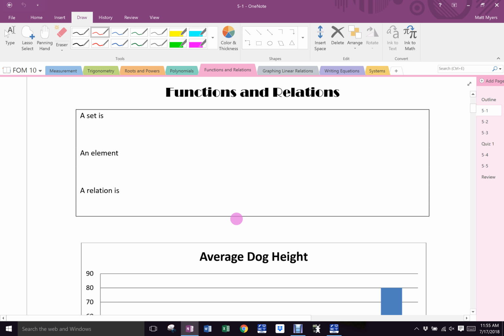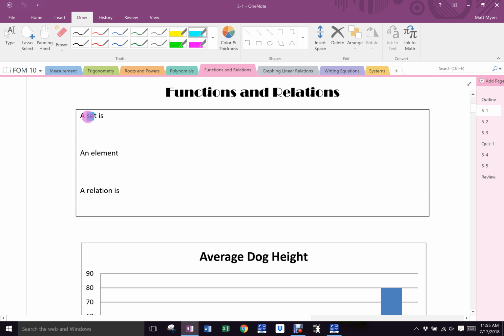Functions and relations. So up until now, we have been dealing with usually only one variable. For the next 4 units, we are going to be dealing with 2 variables. 2 things that can change. All right? So we'll start with some background as we always do.